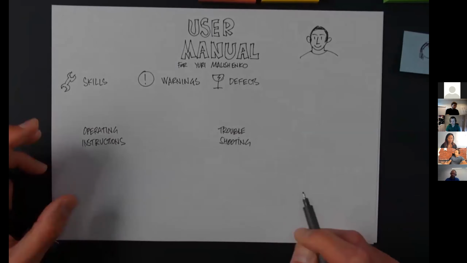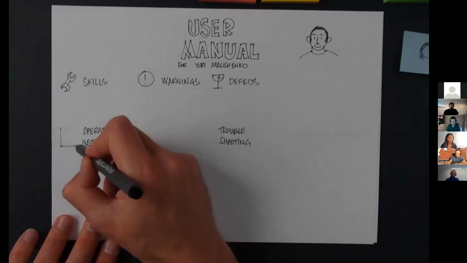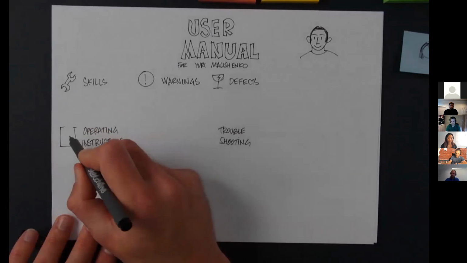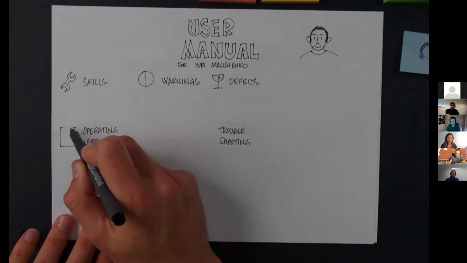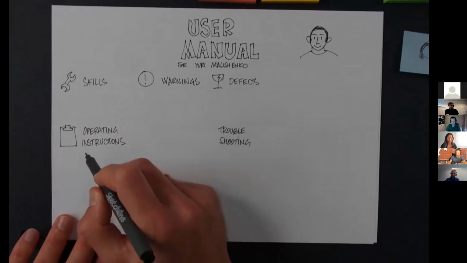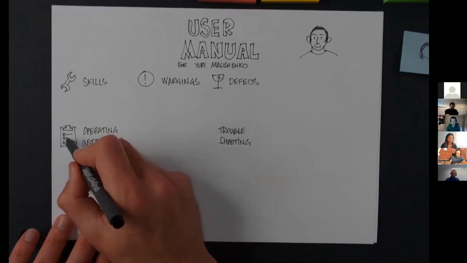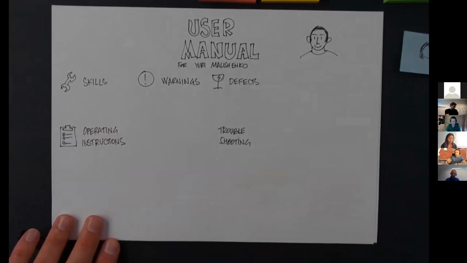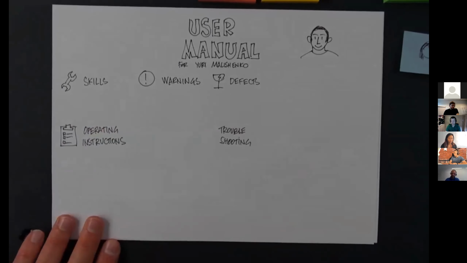Okay, so operating instructions. I would just go ahead and draw a clipboard. You start with a rectangle here, leaving an open space in here, and then the clip goes here, and then a couple of 2 or 3 boxes with the lines, a kind of a checklist. So that's a possible icon for the operating instructions.